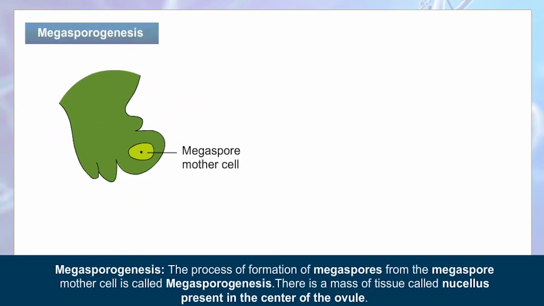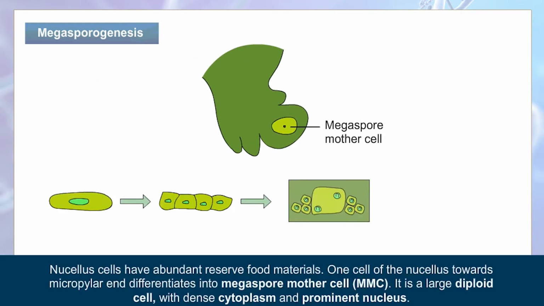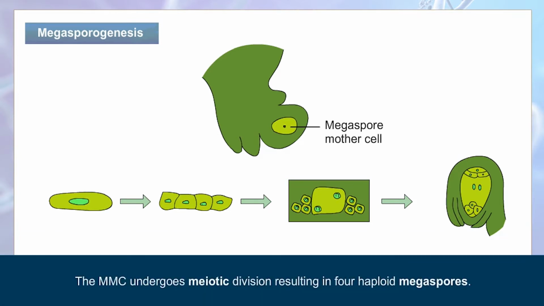Megasporogenesis. The process of formation of megaspores from the megaspore mother cell is called megasporogenesis. There is a mass of tissue called nucellus present in the center of the ovule. Nucellus cells have abundant reserve food materials. One of the cells towards the micropylar end differentiates into the megaspore mother cell, MMC. It is a large diploid cell with dense cytoplasm and a prominent nucleus. The MMC undergoes meiotic division resulting in 4 haploid megaspores.